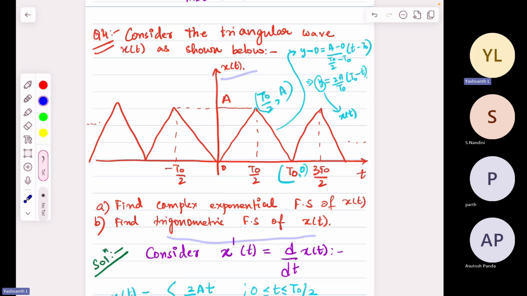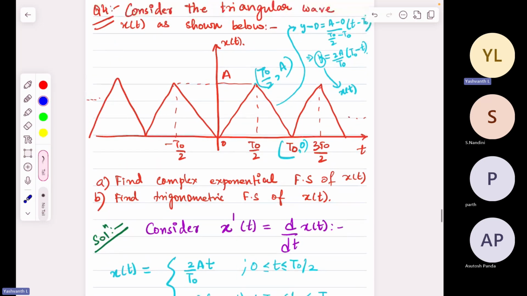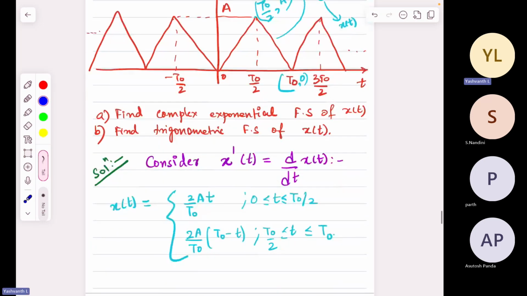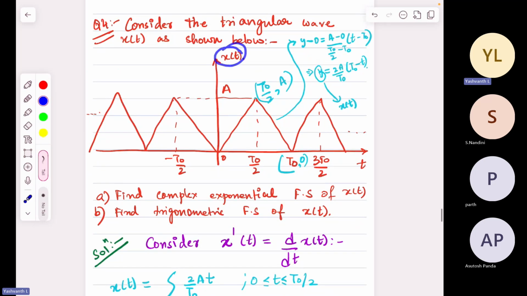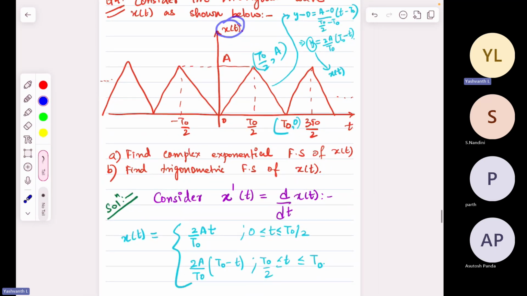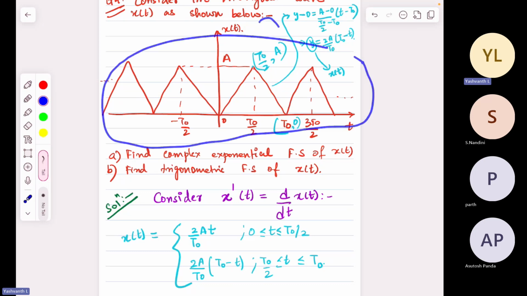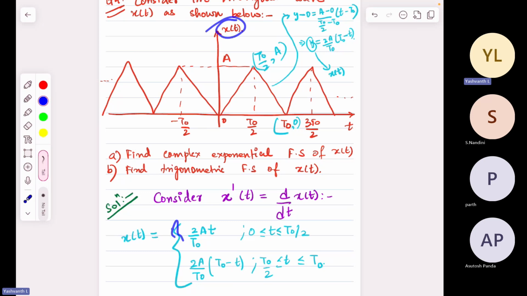The first thing that we need to do is write down mathematically what this function value is. This is basically a figure that plots the actual x of t. But mathematically, how can I write x of t in the form of a function?